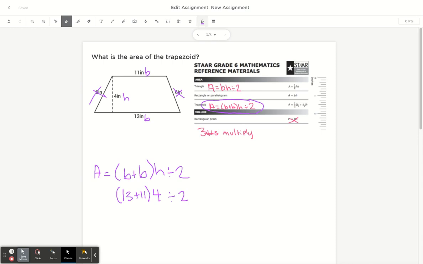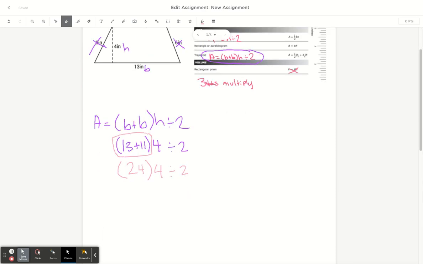So first, I need to take care of what's in parentheses because I follow my PEMDAS rules. 13 plus 11 is 24. And then I bring it all down. Multiply by 4, divide by 2. All right, my next step is to multiply 24 times 4. 96, and then I can divide it by 2, and that's going to get me 48. So it's 48 inches squared.